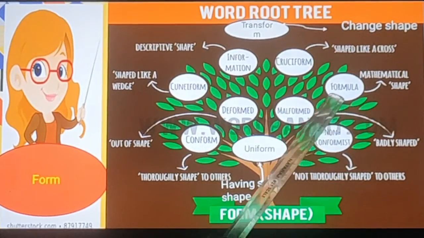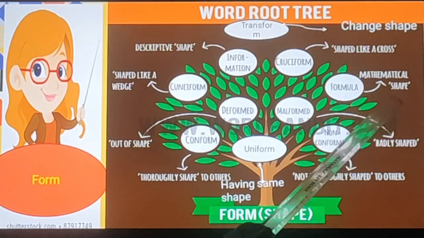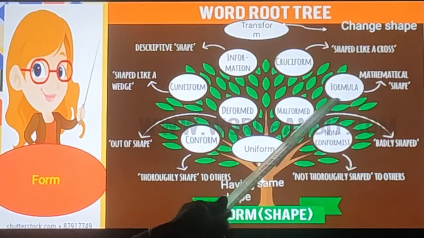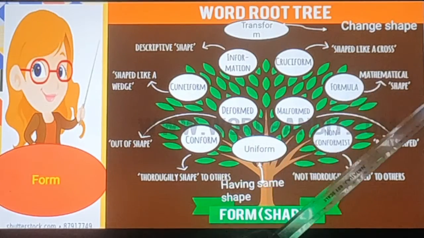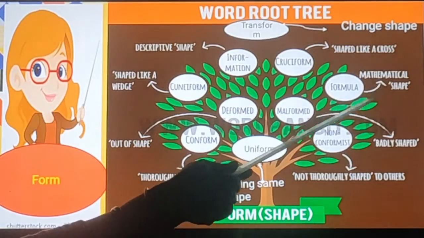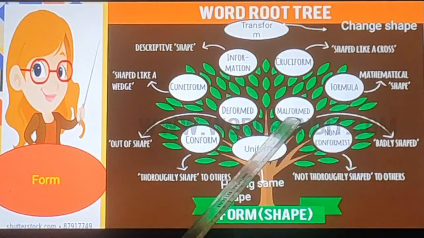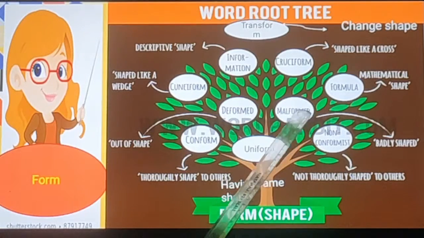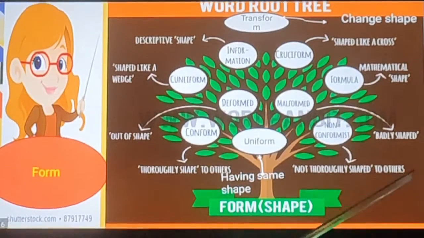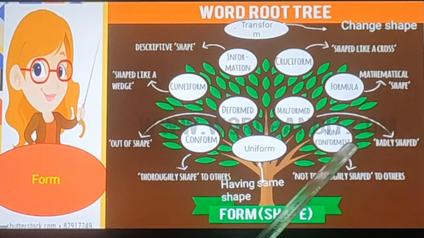And next one is formula. Formula means mathematical shape. Actually, you already know about formula from 9th class and 10th class. Up to 10th class we have to listen to this word. Mathematical shape. That is called formula. And malformed. Malformed means badly shaped. Badly created shape, we call malformed.